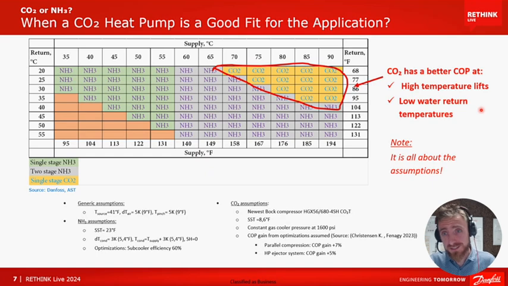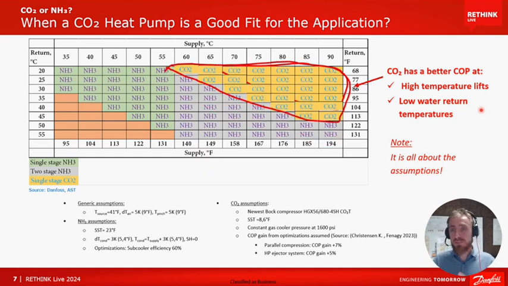In this case, if we take these assumptions, then you see that CO2 becomes more efficient in a significantly larger area. Again, it is the same concept. Higher lifts, lower return water temperatures, but with proper superheat or evaporator superheat control, we can really gain a lot of efficiency improvement in your CO2 heat pump.